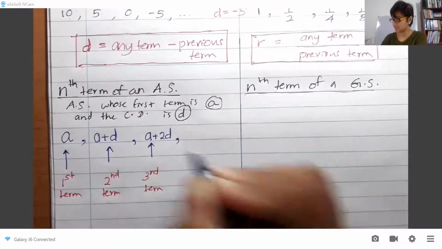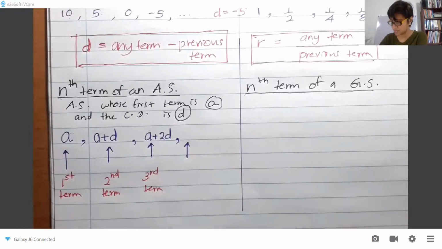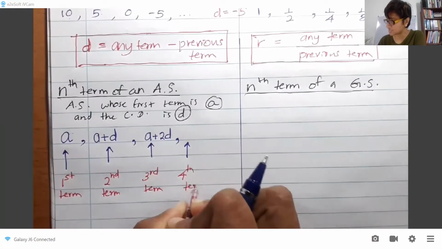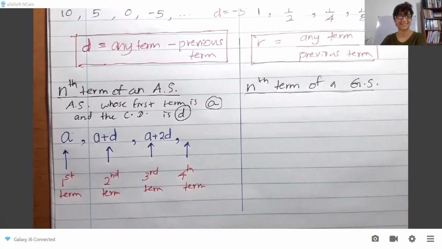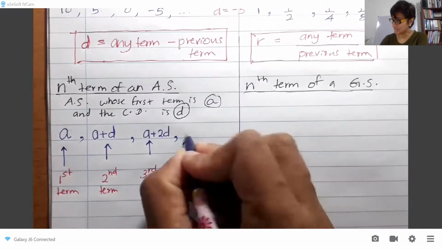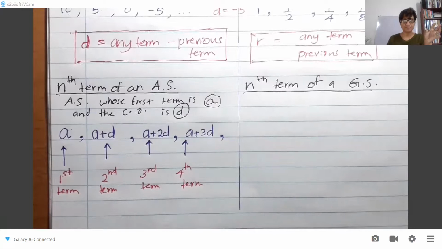I hope you can already see something going on here. Can you also tell me one more? What's the fourth term? A plus 3D. A plus D, A plus 2D, A plus 3D, A plus 4D, and so on.